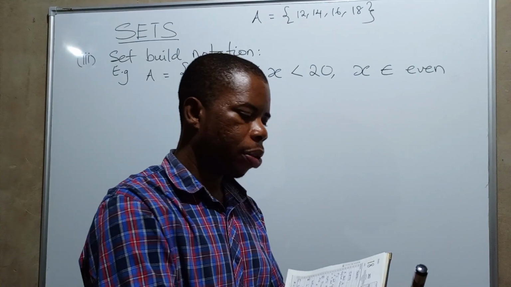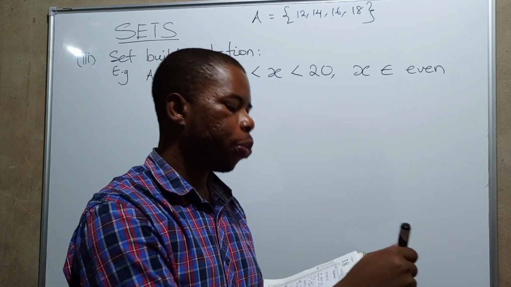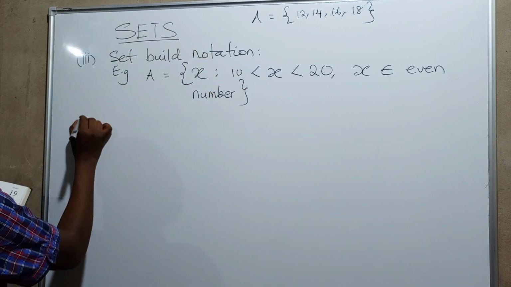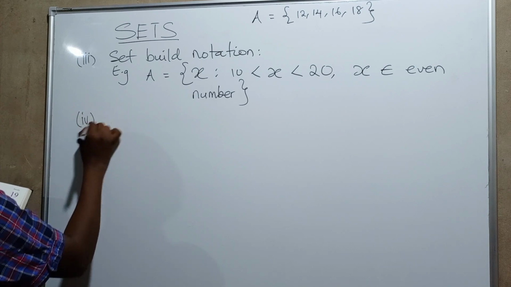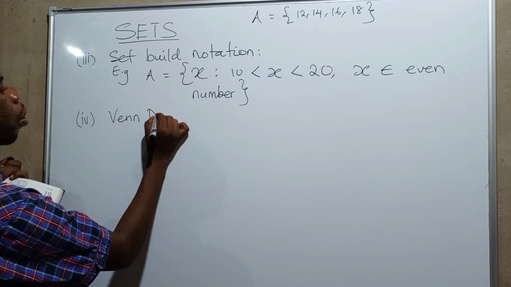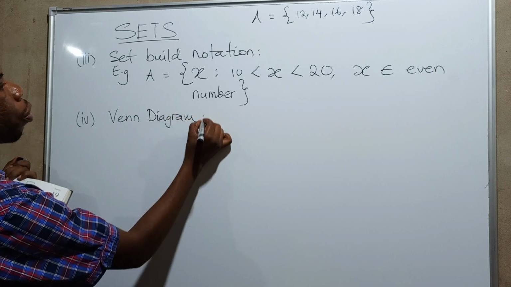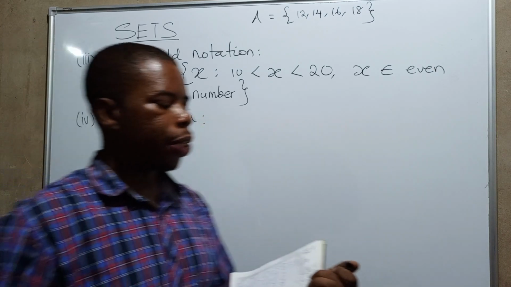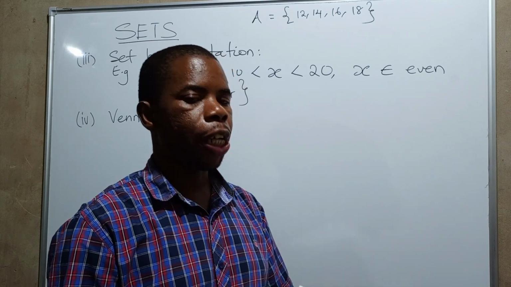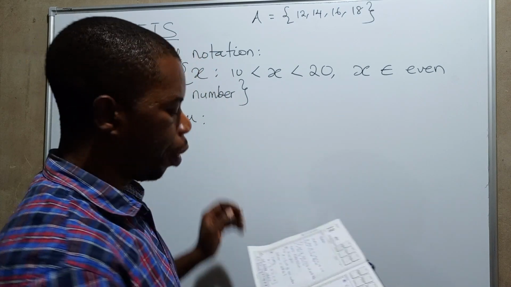Now, this kind of representing a set in this way is what we call set builder notation. All right? Then another way of representing set is what we call Venn diagram. Which is the most common way in which sets are represented at this level, either GCE or grade 12 mathematics. We normally work in Venn diagram.